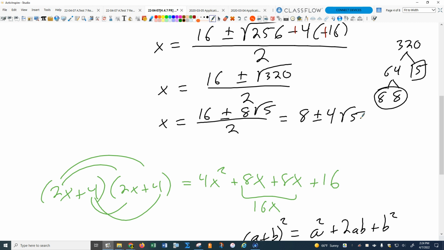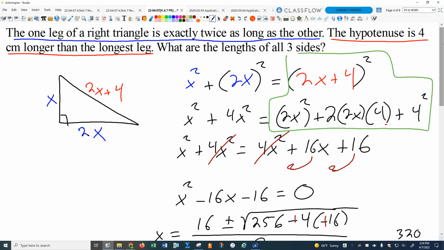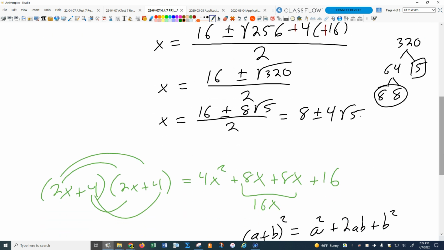Does that make sense in our triangle? No, because we can't have negative lengths of sides on a triangle, can we? Distance in this case always has to be positive. So we can cancel the negative answer, it's non-physical, right? That one doesn't work geometrically. So we've only got the positive one. And so we end up with the solution then, x equals 8 plus 4 times the square root of 5.